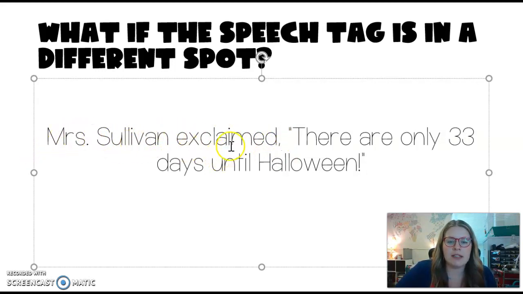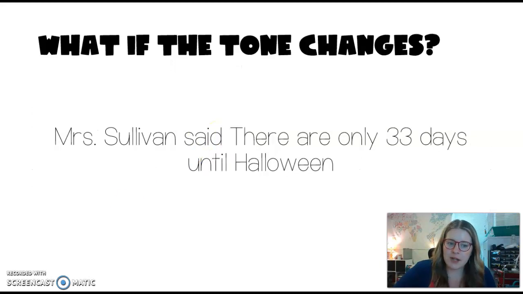So Miss Sullivan exclaimed, comma, "There are only 33 days until Halloween," with quotation marks at the end. So setting off the speech tag, you're almost always going to use a comma. Sometimes whenever writers are writing for different characters or for different moods, the tone changes in the character's dialogue. So the difference between our first example and this example is that this one is a little less excited. So Miss Sullivan said instead of Miss Sullivan exclaimed. So Miss Sullivan said, "There are only 33 days until Halloween."